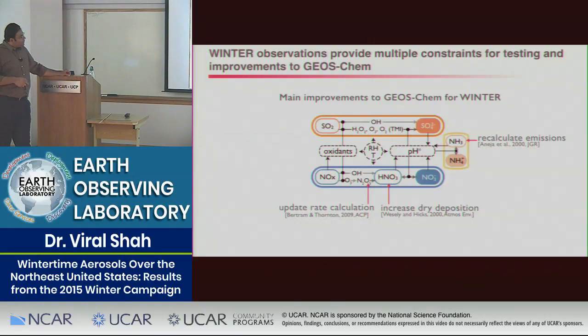We could increase the dry deposition of nitric acid, which is also consistent with the observations. And we recalculated ammonia emissions based on the meteorological conditions that we encountered in 2015, which were kind of unusual. All of these improvements improved the nitrate simulation a lot. And the biases that we had seen in previous simulations of factors of 2 to 3 were reduced to about 50%. So the model improved a lot after making these changes.